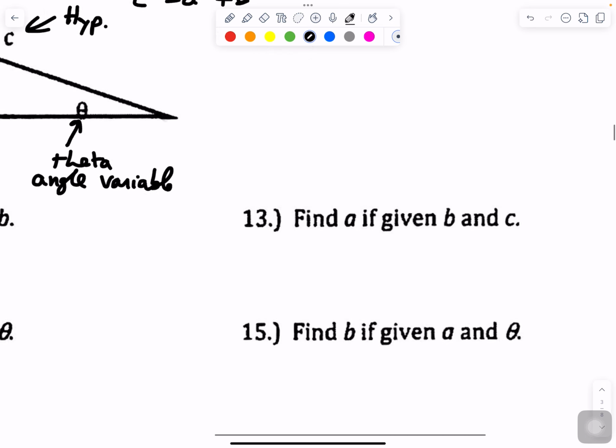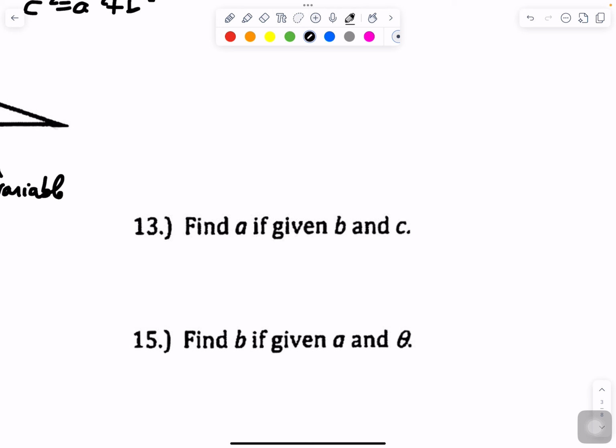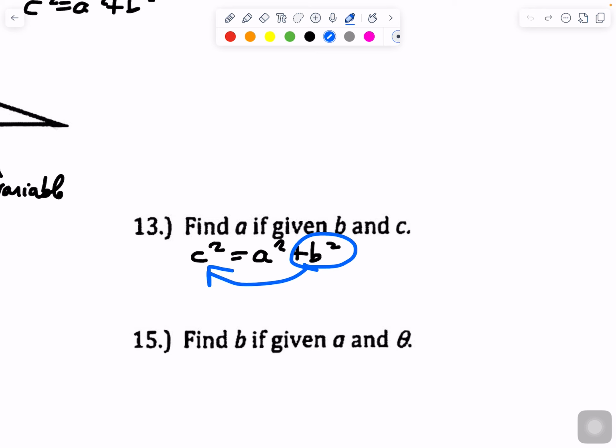Number 13. Find a if given c and b. So we have c squared equals a squared plus b squared. Now, in order to solve for a, you first have to get rid of b squared. How do we do that? Subtract it. Then you have to square root to get rid of that squared.